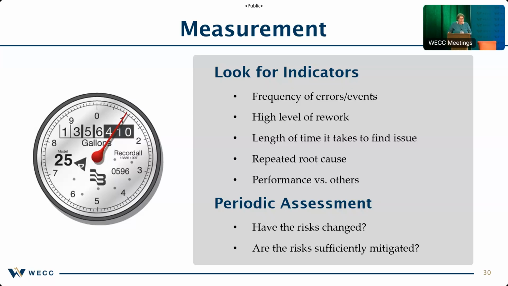Some indicators that you might consider would be frequency of errors or events, the level of rework your people are needing to do to avoid errors, the length of time that it takes to find an issue. Think about the time it takes you to detect PNCs. I think Ben gave us a nice chart on that yesterday. You might look at repeated root cause of errors or malfunctions, or benchmarking your performance against others in the industry. Again, these are all only indicators. They're not direct measures and aren't conclusive on their own, but they do help you target your direct assessments.